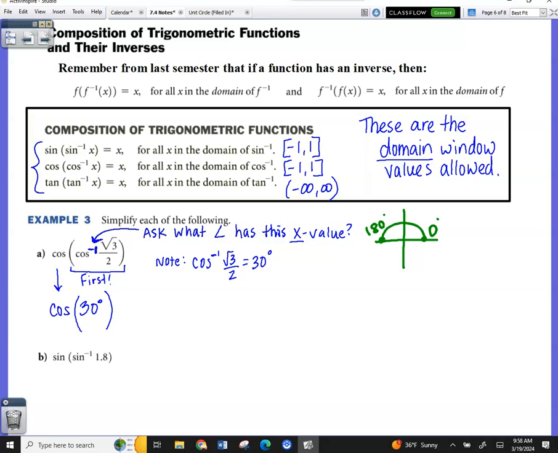Now, we're right back at what we did last chapter, chapter 6. Go to the unit circle, tell me the x value at 30 degrees. √3/2, and that's the answer.